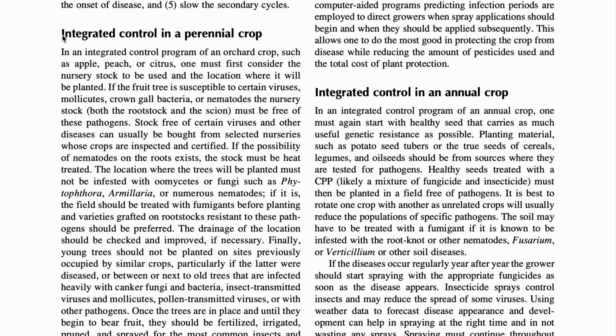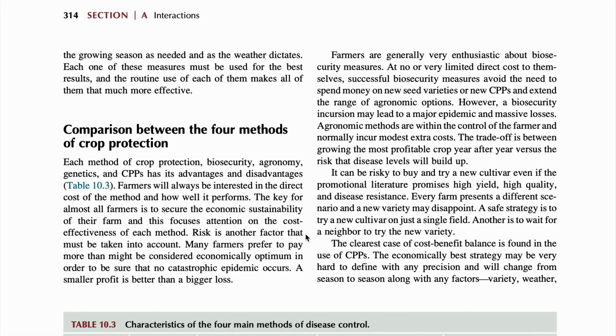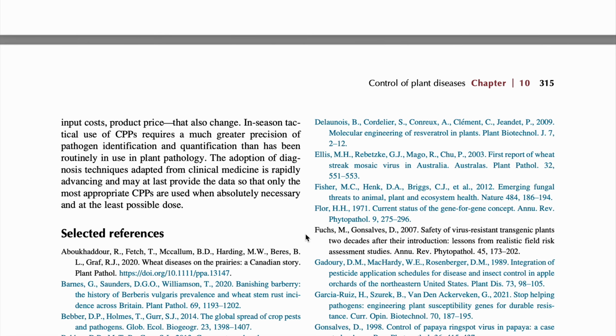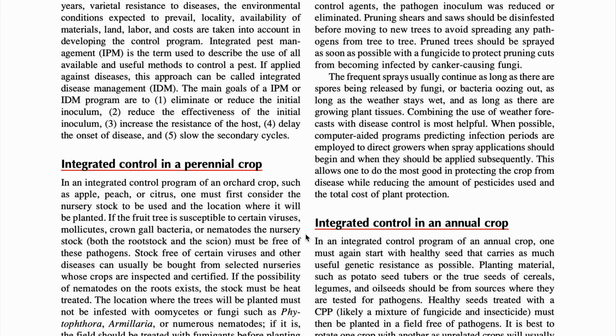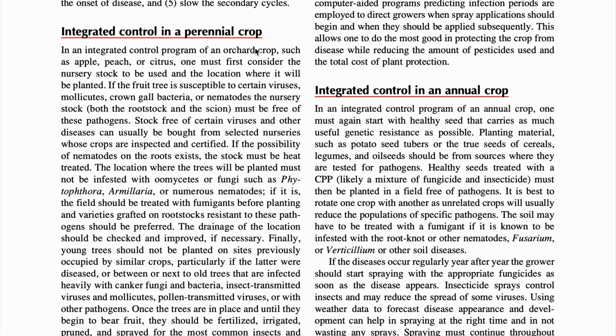The next is integrated control in a perennial crop. Then we have integrated control in an annual crop, and let's see what more is there. Comparison between the 4 methods of protection. This has come to an end. So just a few more minutes with me. Integrated control in a perennial crop.